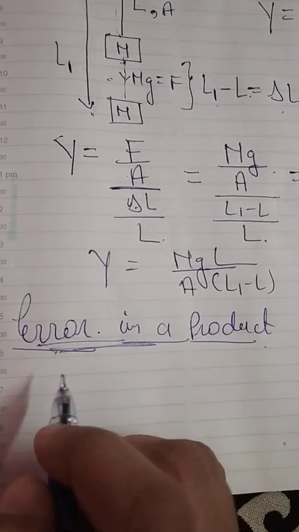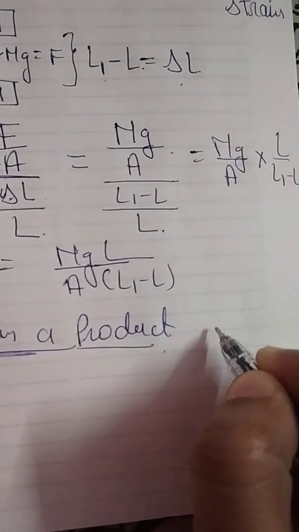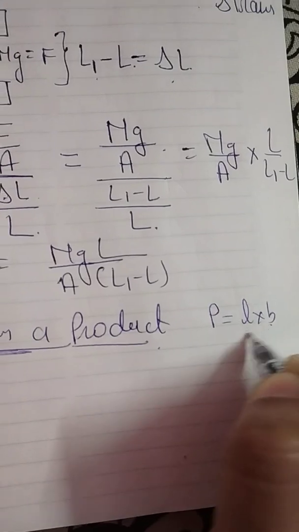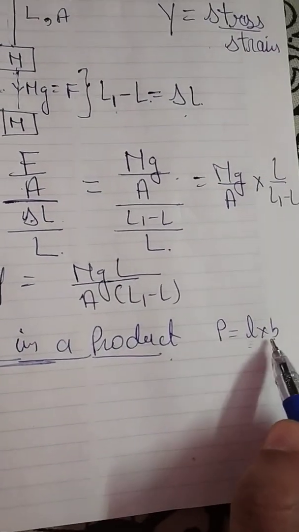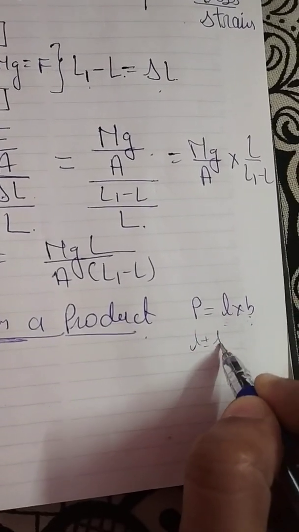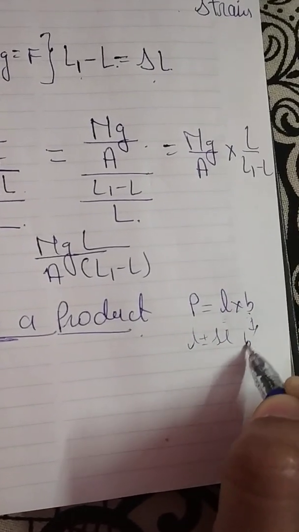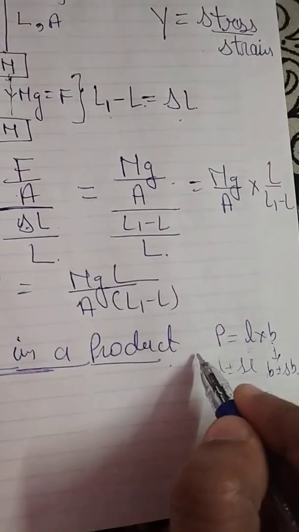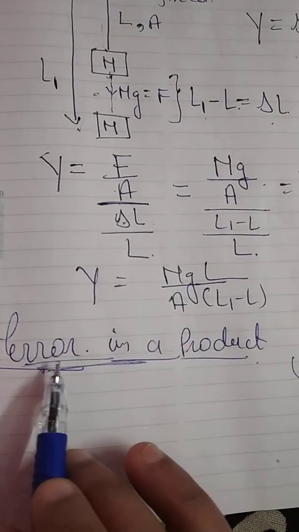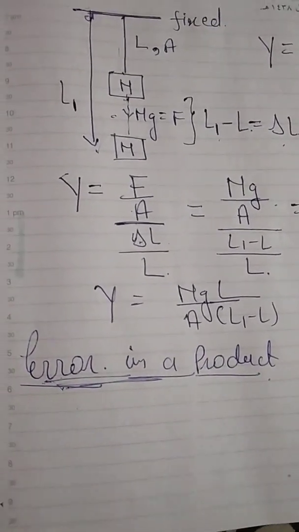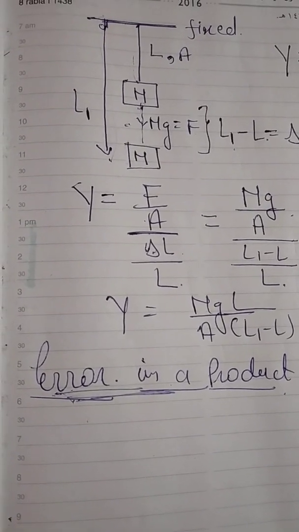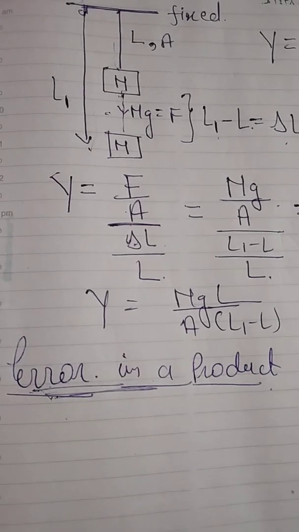So students, many formulas use multiplication. For example, if you want to find the parameter of certain things, you have to take the product of two variables. So it means if there is an error in length, you will write L plus minus delta L, and for breadth you will write B plus minus delta B. Now you have to find the product of the two. So how do you calculate error in a product? In my earlier video I told you about error in a sum and error in a difference. Now I will tell you error in a product.